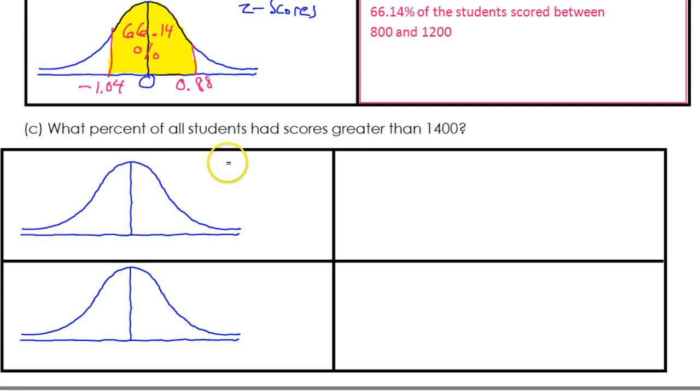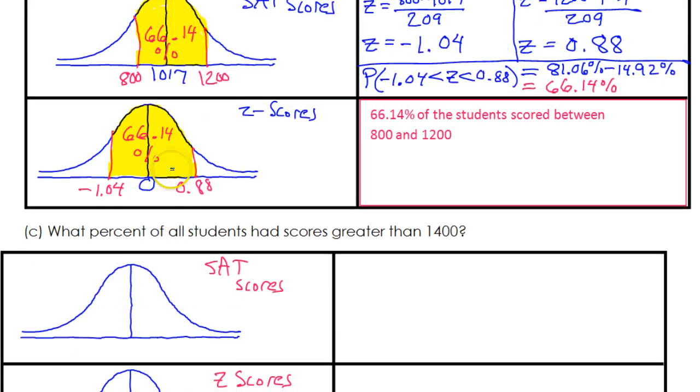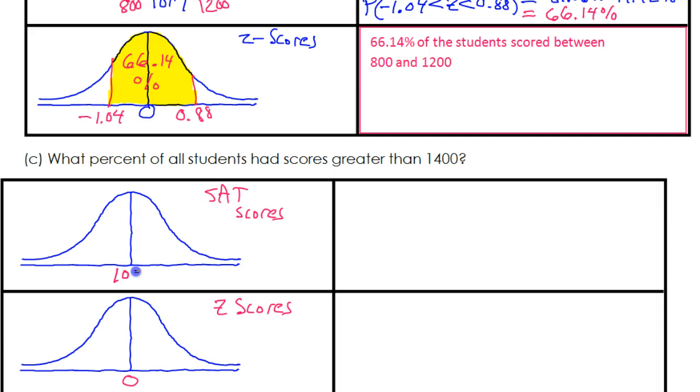Okay, so up here we are still doing SAT scores. Down here we are still doing Z-scores. The mean Z-score is always 0. And the mean SAT score for this problem was 1,017. Now we want to know what percent of all students had a score greater than 1,400. So that's clearly going to be over here to the right somewhere. Okay, so I'm just going to put it over here somewhere.